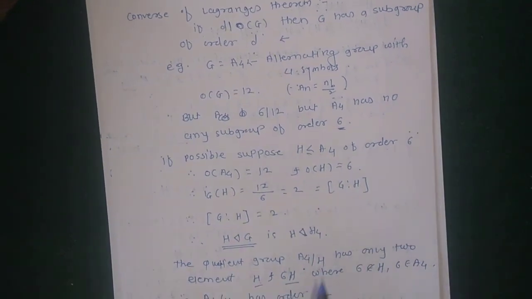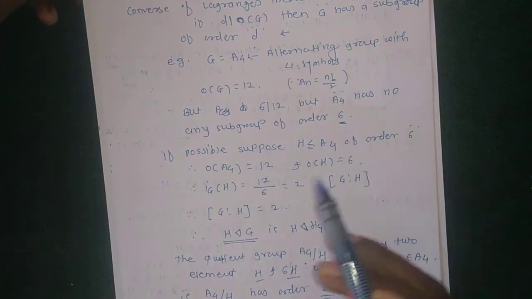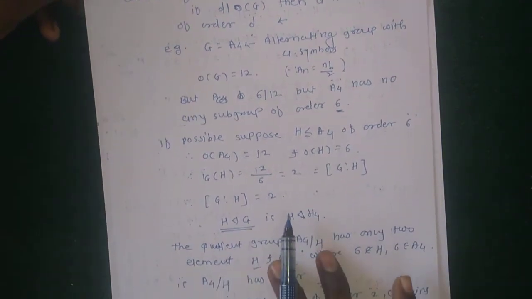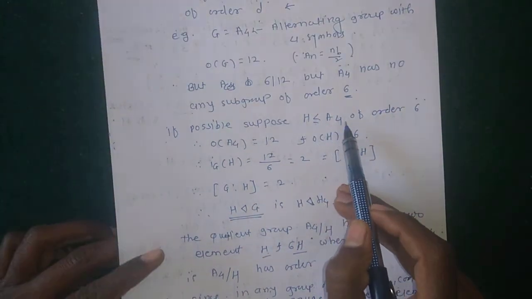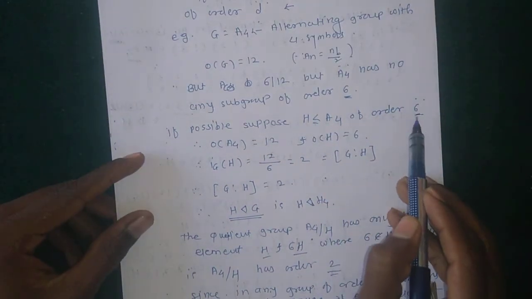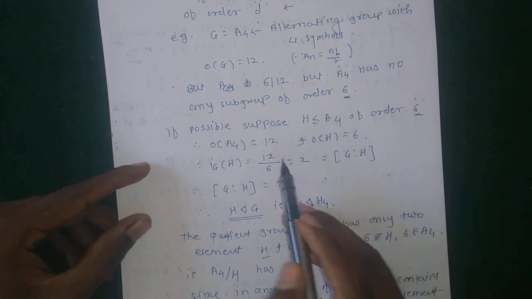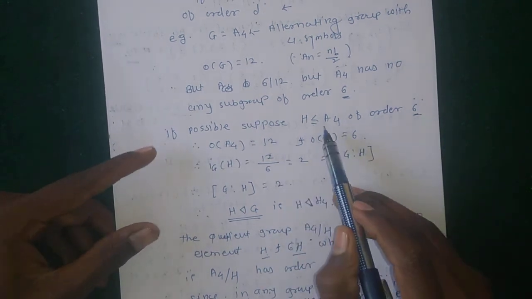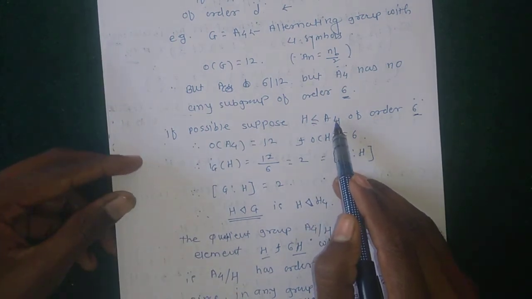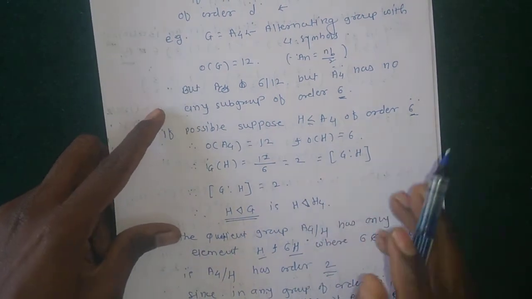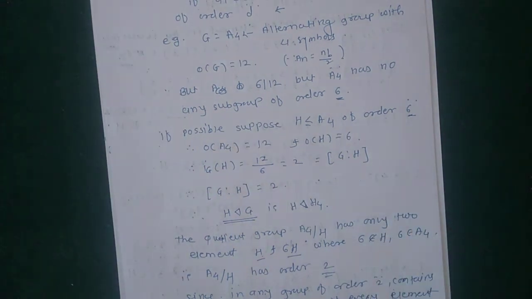Okay, so how to prove this, A4 has no subgroup of order 6? If you are considering, if possible, suppose H is subgroup of A4 and their order is equal to 6. Okay, if order of H is equal to 6, then their factor group A4 over H, their order is 2, means A4 over H contains only 2 quotients, index 2, which implies that index means number of left or right quotients.